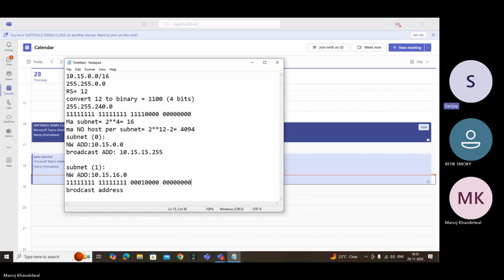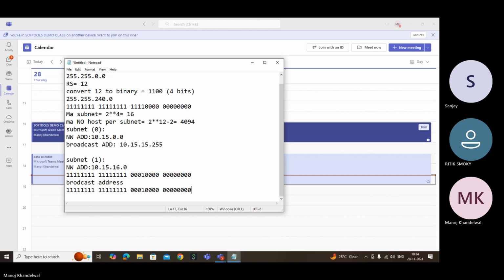Now, if you look here, these are the parts which belong to the host, right? Then to get the broadcast, we have to turn all these zeros to ones. Clear? Then we will copy the same one up there and paste it down here. And we have to make all these zeros ones.